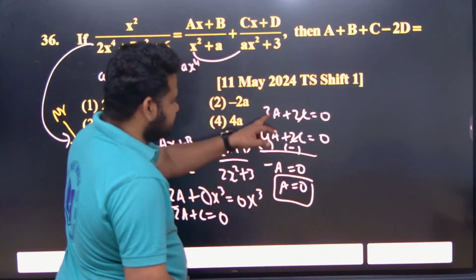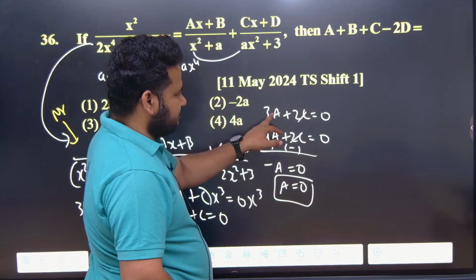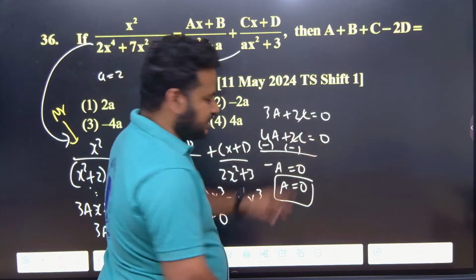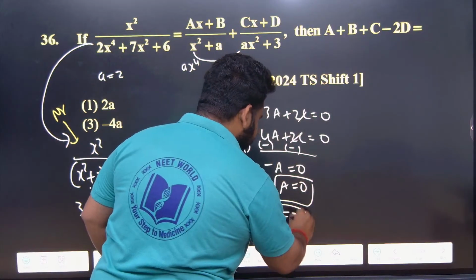If I put a equal to 0 in the first equation, I will get 2c is equal to 0. That implies c is equal to 0. I will get c is equal to 0.